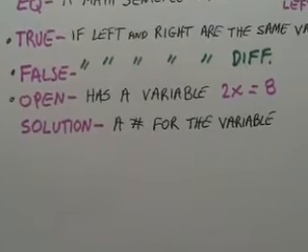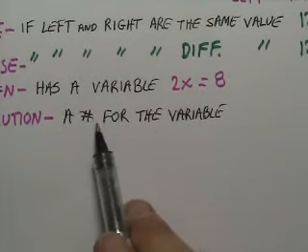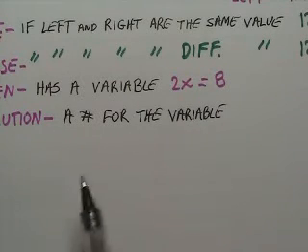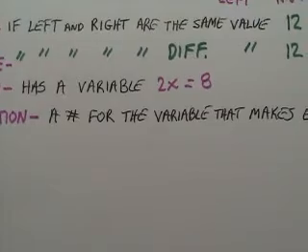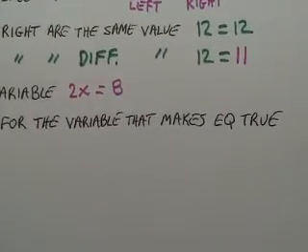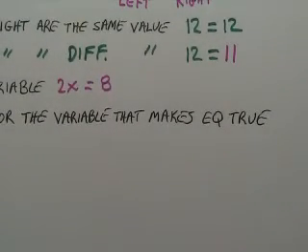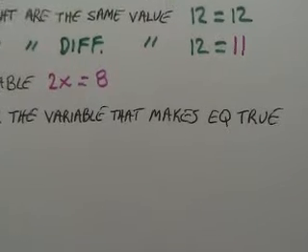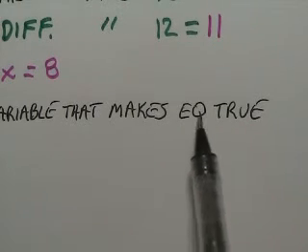Next we have the word solution. What's a solution? It's a number for the variable, and you can abbreviate variable. It's a number for the variable that makes the equation true.